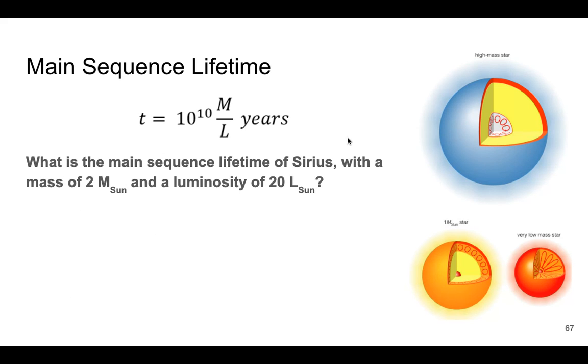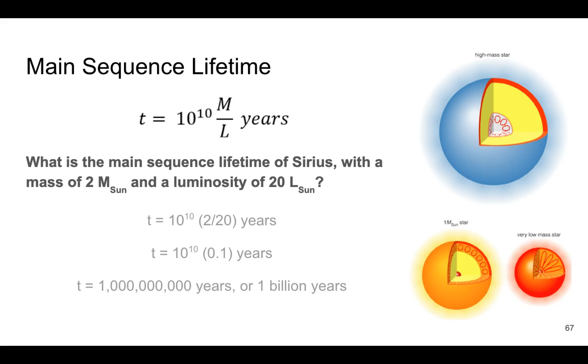So how about if you had a star like Sirius, which has a mass of twice the mass of the sun, so 2 solar masses, and a luminosity of 20 solar luminosities. This is not exactly holding to the L equals M cubed relation that we had before. That is another rough rule of thumb, kind of a guideline. But if we're looking at Sirius, twice the mass of the sun, but 20 times the luminosity, how long will Sirius live? Well, you plug it into here.